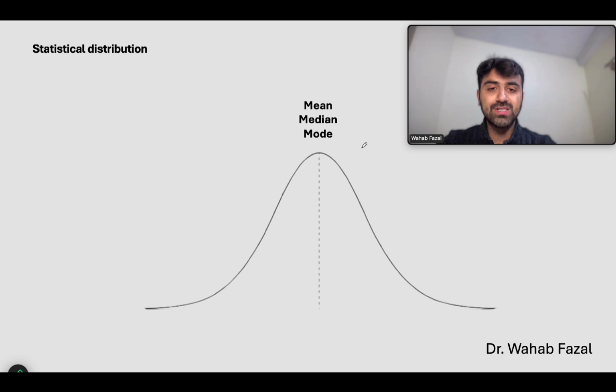So in a normal distribution, the mean, median, and mode are all the same thing. They lie in the middlemost position. The middlemost value is also the most repeated value, and it's also the center. So in a normal distribution, all three values are exactly the same.